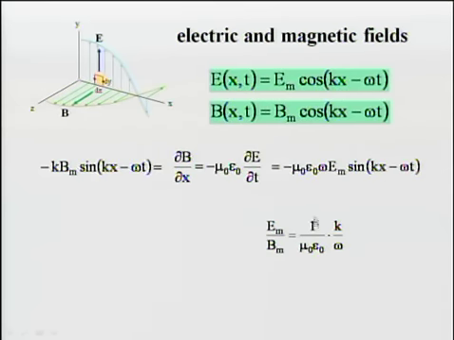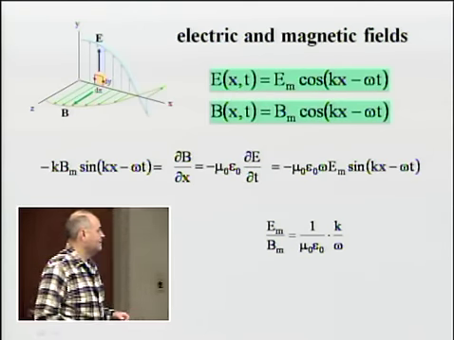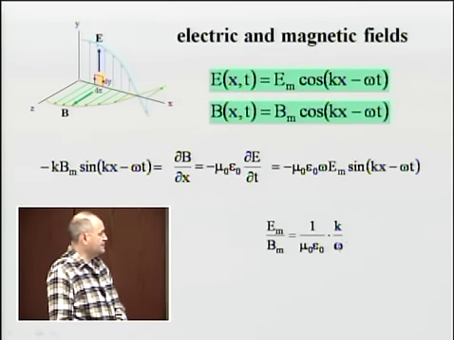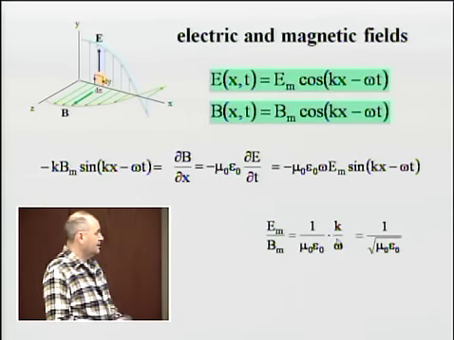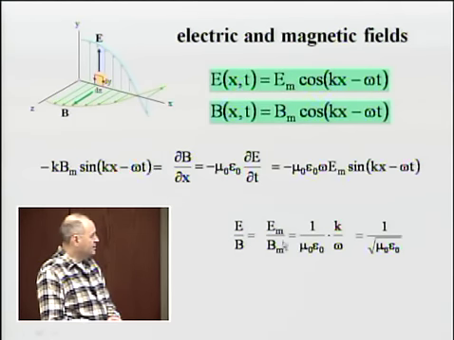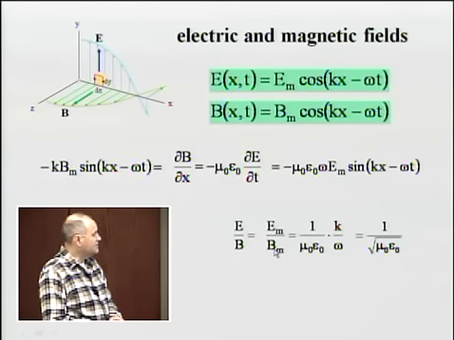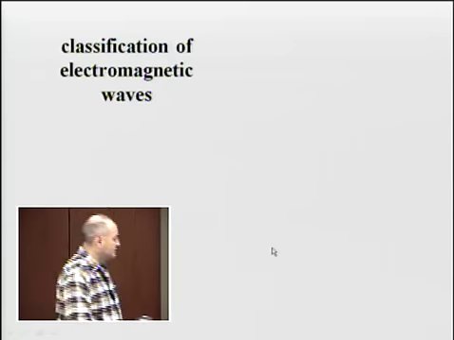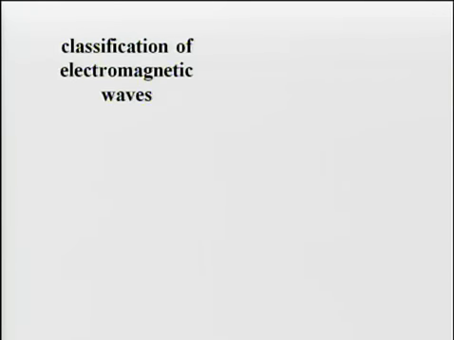Now, 1 over the product of permeability and permittivity gives me the square of the speed of light. Now this expression gives me the inverse of the speed of light, which means that the ratio of electric field and magnetic field, and actually not only peak values, I can recognize that if peak values are related by that, the fields are related by the same relationship, and that they are equal to the speed of light.